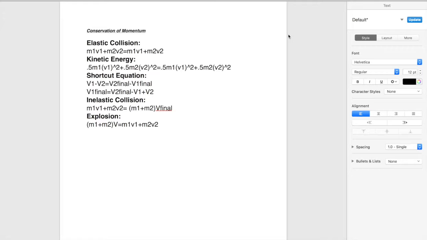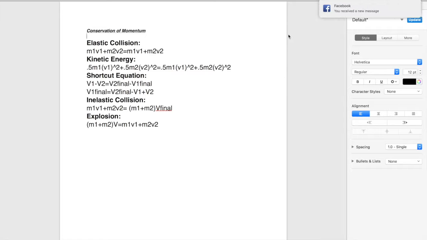There are three types of problems within the AP Physics curriculum regarding collisions. First, there's elastic collision, inelastic collision, and explosion. With an elastic collision, the two objects hit each other, and then following the collision, they separate again. Within an inelastic collision, after the collision, they combine together to form one object. In an explosion, the objects are initially together, and then they separate after the collision.